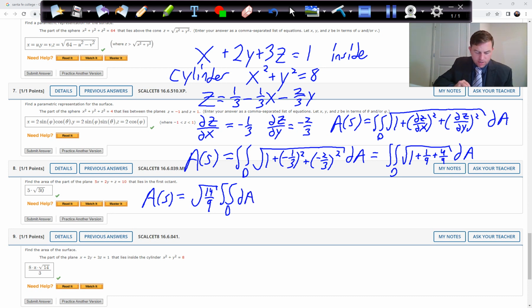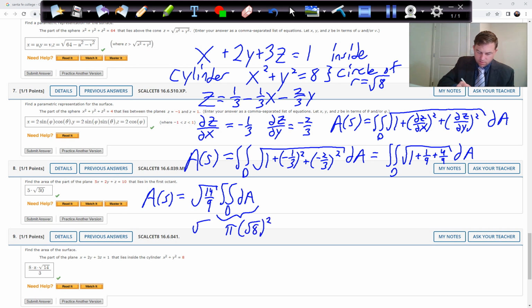But this region is the area of the circle. This is a circle of radius r when z is 0. Circle of r equals square root of 8. So this is the area of that circle. So it's going to be pi times radius square root of 8 squared with this square root of 14 over 3 in front of it.